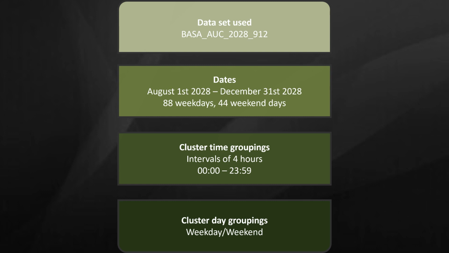Before taking a look at the tables needed to establish the queuing model, please note that we found out the exact number of days between the 1st August 2028 and the 31st December 2028 to calculate the number of hours, and separated the data into weekday or weekend and then into clusters of 4 hours.